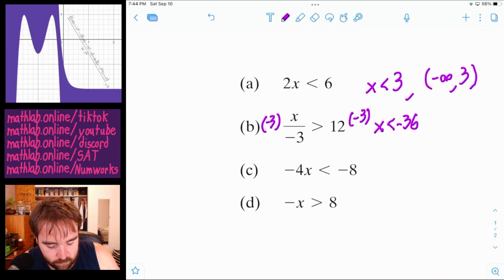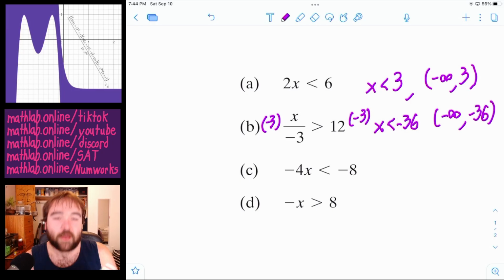So interval notation, actually exactly the same as above. Negative infinity up to negative 36. And a parenthesis on the negative 36 because it cannot be equal to negative 36. And then c, what's up with c?